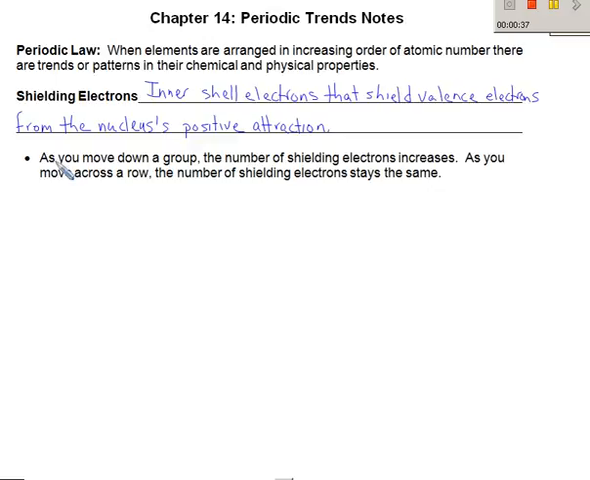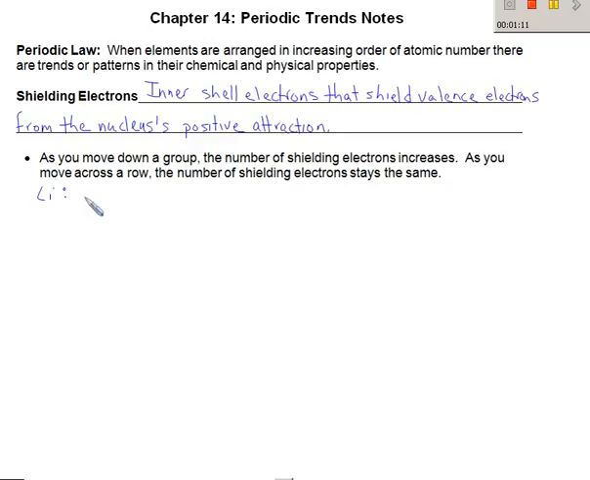The first thing we're going to look at is what happens as you move down a family. And what happens here is the number of shielding electrons increases. So we're going to take a look at two different elements. We're going to look first at lithium, and then down below it we are going to look at sodium. So let's first look at your periodic table.